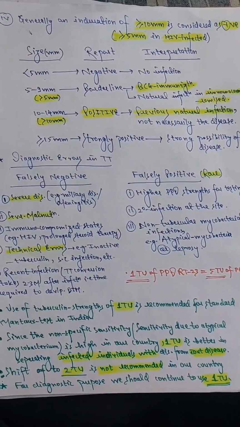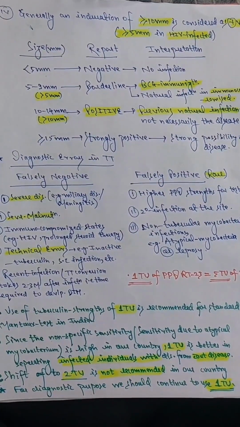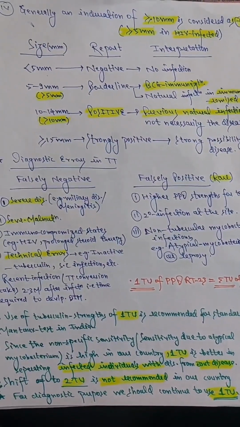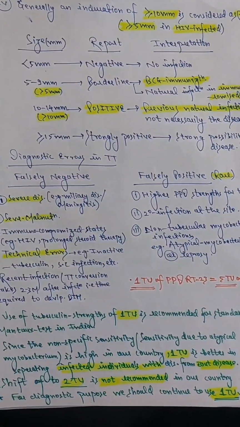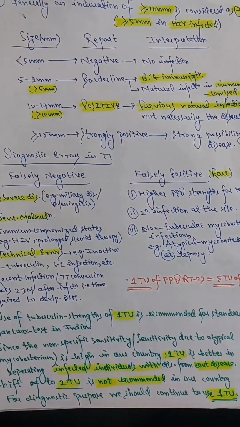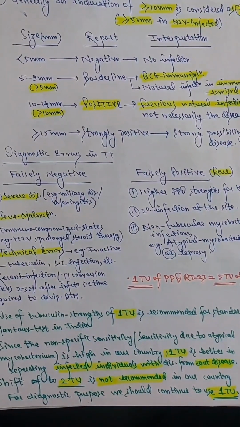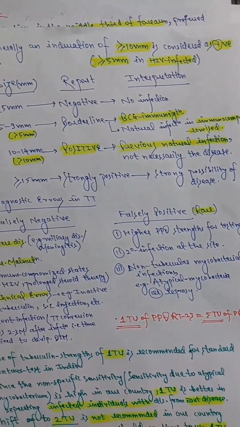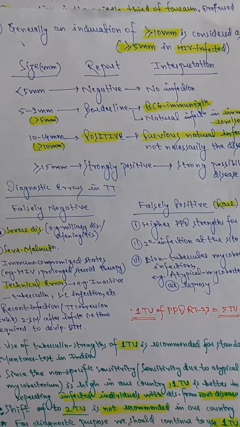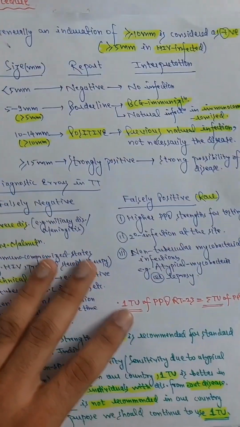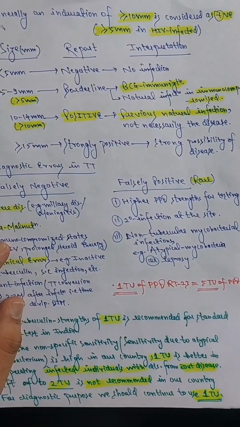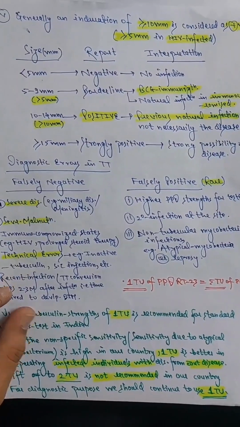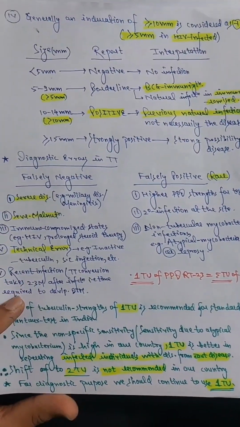So let us see the size, report and interpretation. If the induration is less than 5 mm, then the report will be negative and interpretation is no infection. If it is between 5 to 9 mm, the report is borderline, and interpretation is because of BCG immunization or natural infection in immunocompromised. If it is 10 to 14 mm, then the result will be considered positive, and it indicates previous natural infection, not necessarily disease. And more than 15 mm is strongly positive, strong possibility of disease.